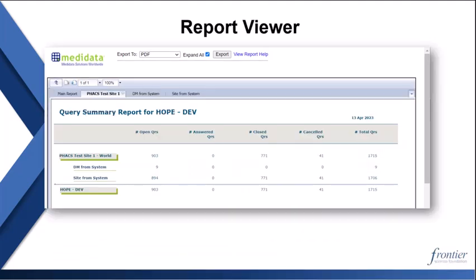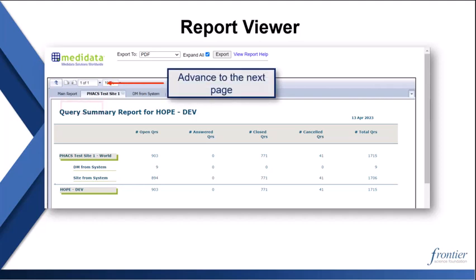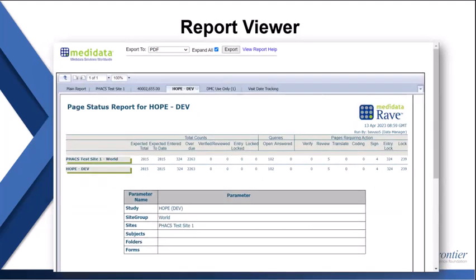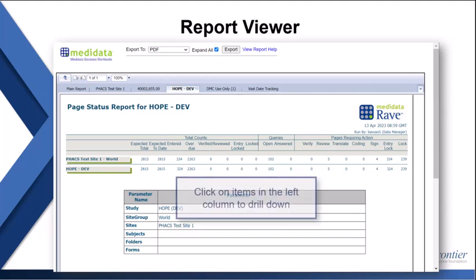Once in the report viewer, there are several options available to you. If the report consists of multiple pages, use the page buttons at the top of the report to click through. You can also change the information being displayed in the report by expanding categories. To drill down deeper into a category, click the category name in the left of the table.